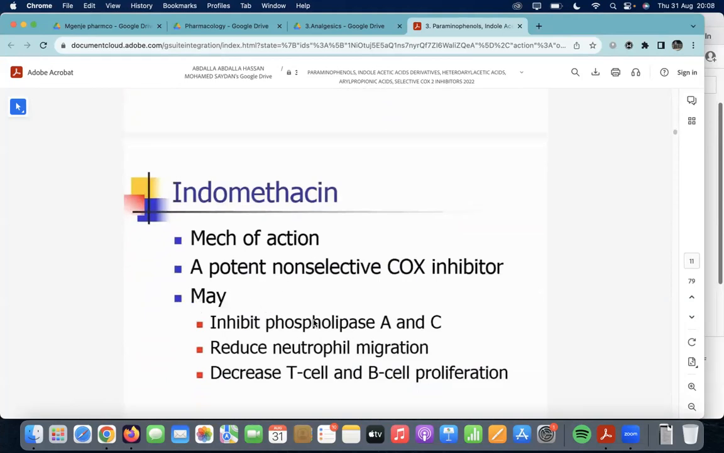It may inhibit phospholipase A and C, reduce neutrophil migration, and decrease T cell and B cell proliferation. I think these all are attributed to the functions of COX. Again, you need to go back to second year work and read the notes about cyclooxygenase, and eicosanoids, and the other eicosanoids like leukotrienes, to get more context of the relation of NSAIDs and COX and COX inhibitors and all that.